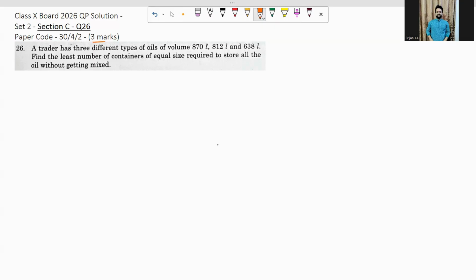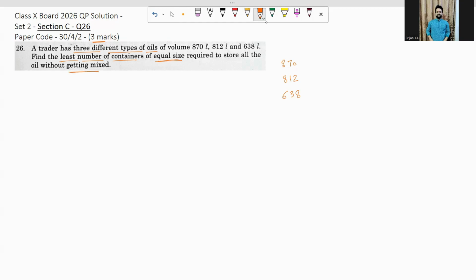The question says a trader has 3 different types of oils which have different volumes. The volumes are 870, 812 and 638. These measurements are in liters. What we have to find is the least number of containers of equal size which will be required to store all of the oil, and the oil should not get mixed.